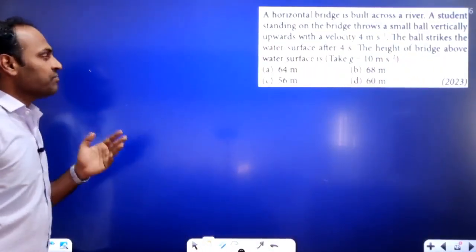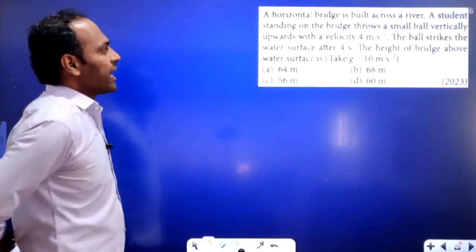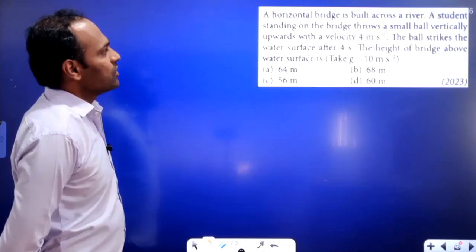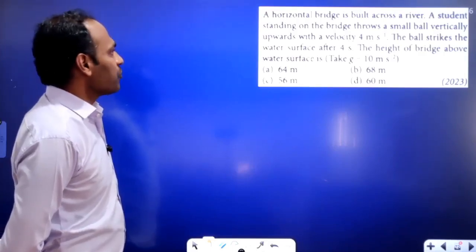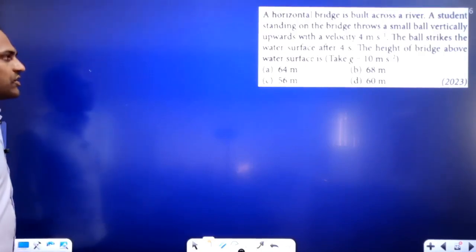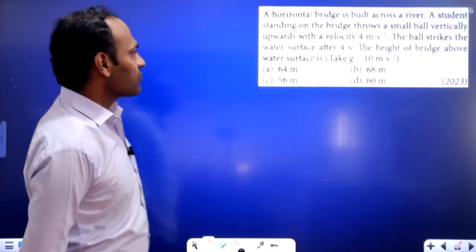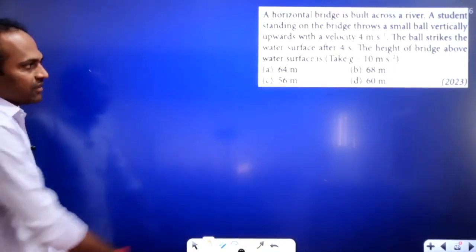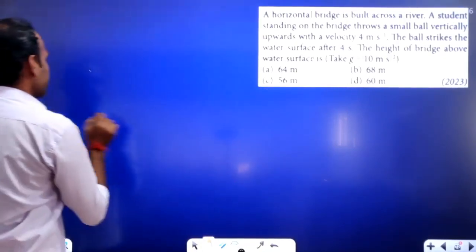The first question is: a horizontal bridge is built across a river. A student standing on the bridge throws a small ball vertically upwards with a velocity of 4 meters per second. The ball strikes the water surface after 4 seconds. Find the height of the bridge above the water surface. Take g is equal to 10 meters per second square. This is a NEET 2023 previous year question.